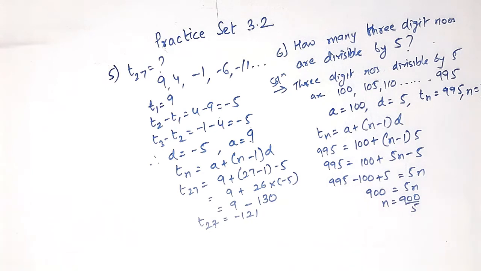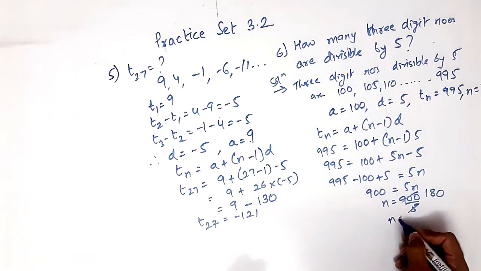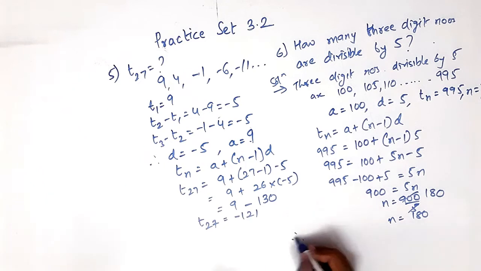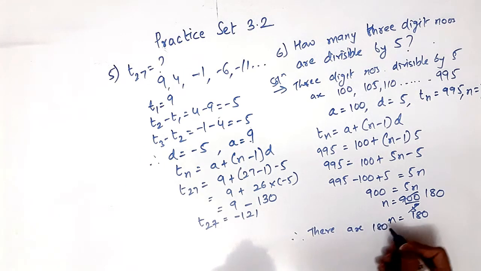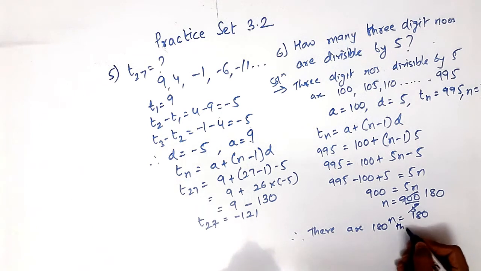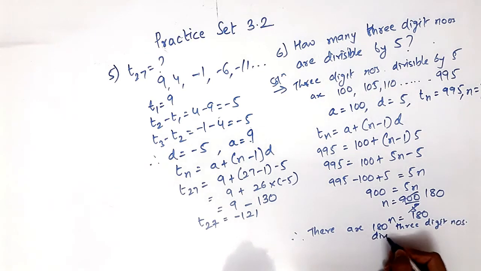Upon 5. Okay, you know 18 5s is 90. Okay, 5 1s are 5, 18 0s are 0. So therefore there are 180 3-digit numbers divisible by 5. Okay, very easy.